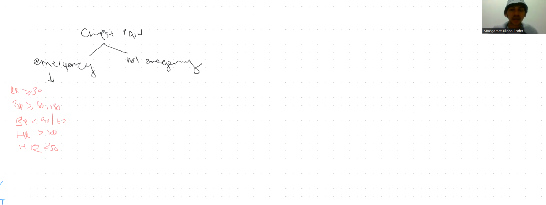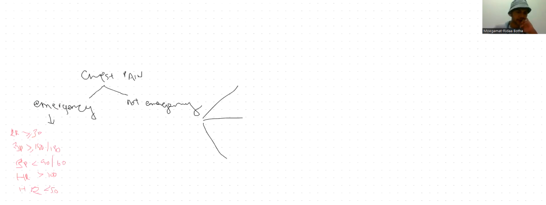Okay, so there are different factors when you think that it's not an emergency. Not an emergency is obviously the opposite: there are none of those other factors that made it an emergency. So regarding the chest pain, right? We have one, two, three. Okay, so let's say I have three branches for not an emergency.